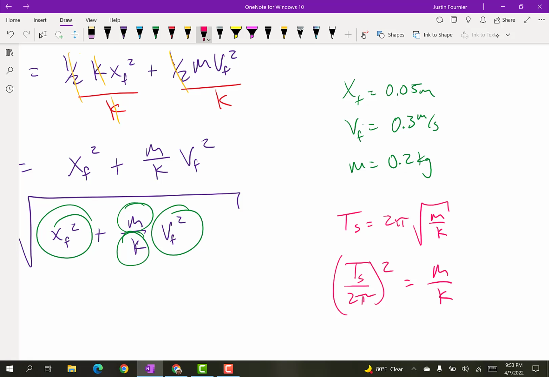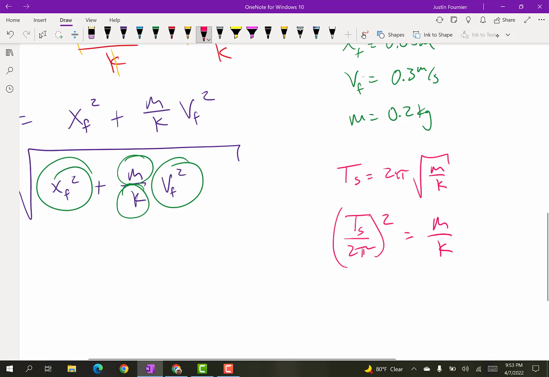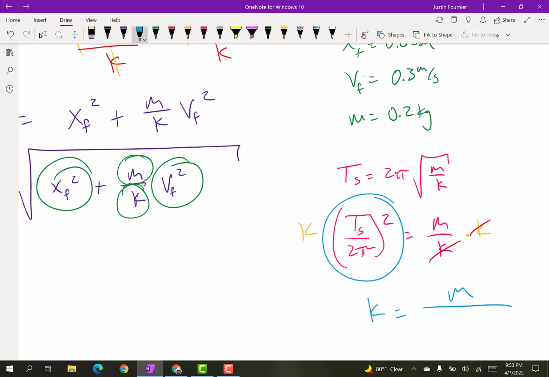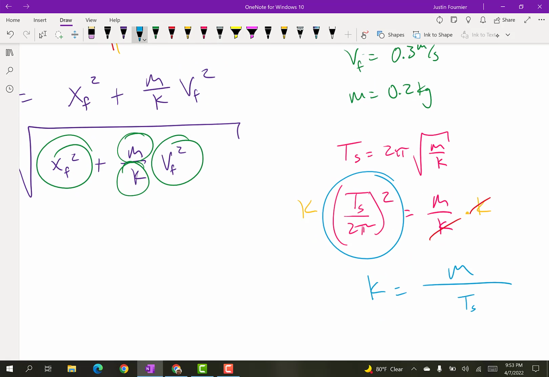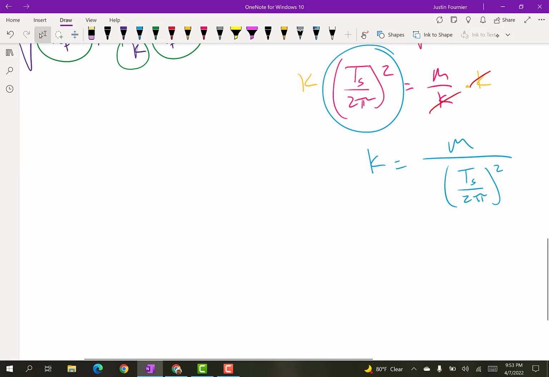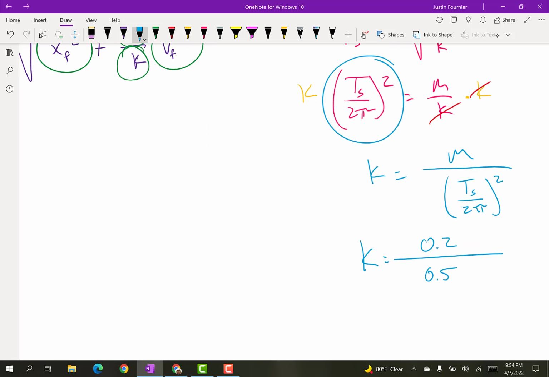So then isolating k, if I multiply both sides by k, that'll cancel that. And then I get k is equal to m divided by all this, which is the period divided by 2 pi, all of that squared. So the spring constant is the mass, 0.2, divided by the period, which is 0.5 that I found before, divided by 2 pi, and then I'm going to square all that.